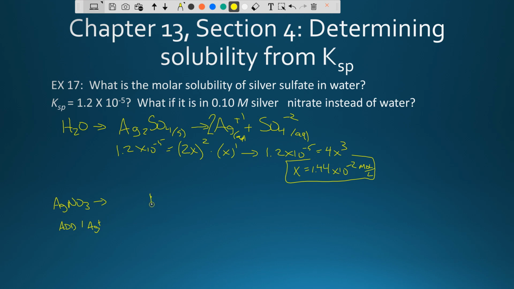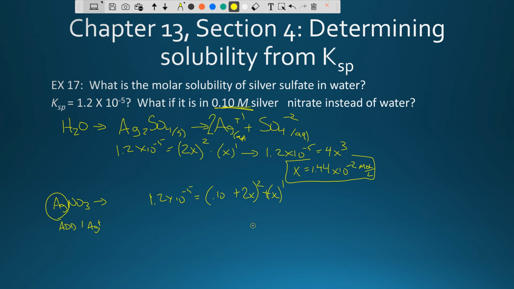First of all, my 1.2 times 10 to the -5th will equal, now here comes that addition of my silver nitrate. That's going to add in 0.10 molar. Silver nitrate has only one silver to offer, so it's a 1-to-1 ratio. So 0.1 molar added to my x. Remember, my silver was a 2x, so I square that. Now I'm going to multiply that times my x value. Now notice this is sulfate, so the silver nitrate doesn't make any contribution. So that part will remain the same.